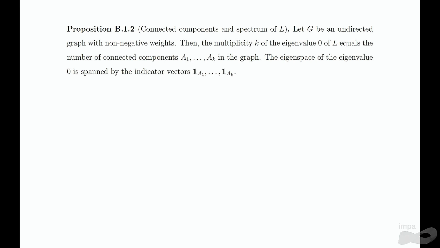The next proposition is about the relationship between the connected components and the spectrum of the Laplacian. Let G be an undirected graph with non-negative weights. That's our present setting. The claim is that the multiplicity K of the eigenvalue 0 of L gives us the number of connected components in the graph, and that the eigenspace of 0 is just given by the indicator vectors, where each indicator vector corresponds to the set of vertices in that connected component.